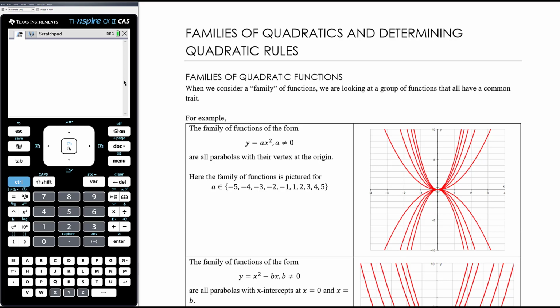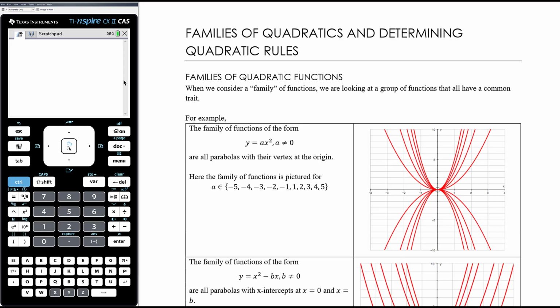Okay, so this video is looking at families of quadratic functions and also determining rules. There's a bit of overlap in that because we're often looking at quadratic equations with various unknown coefficients and trying to find specific cases of those quadratic equations.